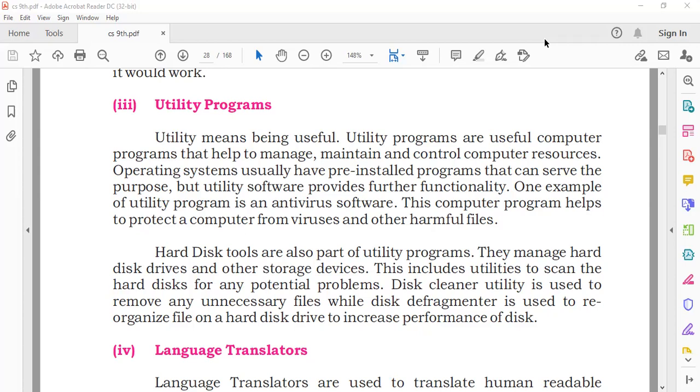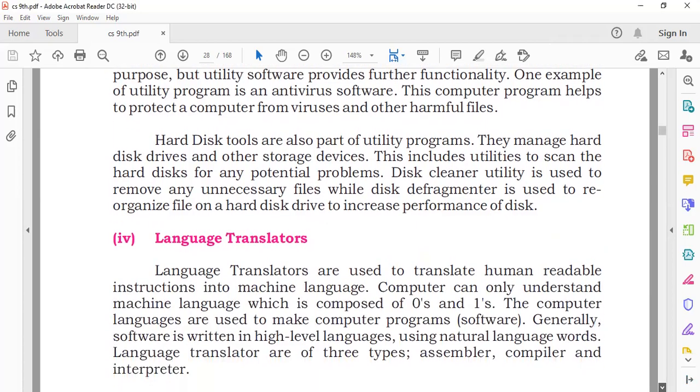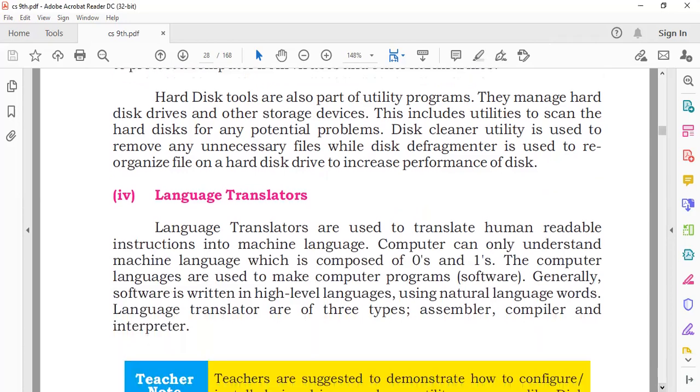You can ensure complete password protection and keep your system virus free using different utility programs. So utility programs are for your own protection, and from antiviruses it gives you protection. Their functions are system utilities, file management utilities, storage management, and then the language translator. Language translators are used to translate human readable instructions into machine language.